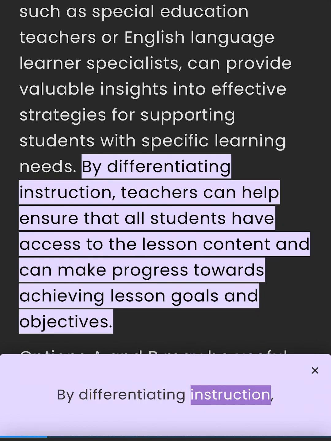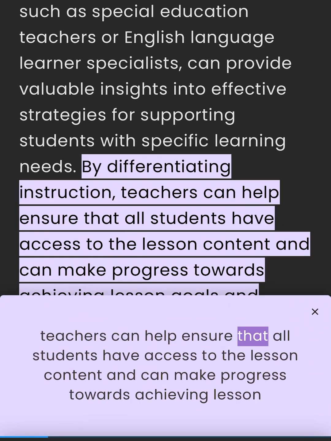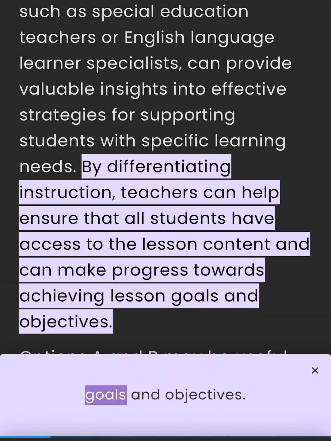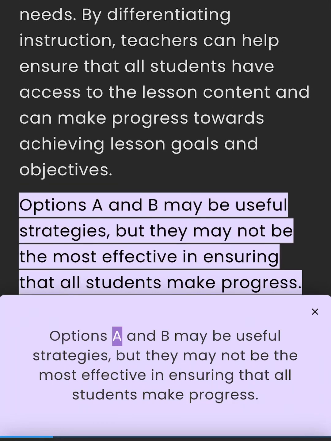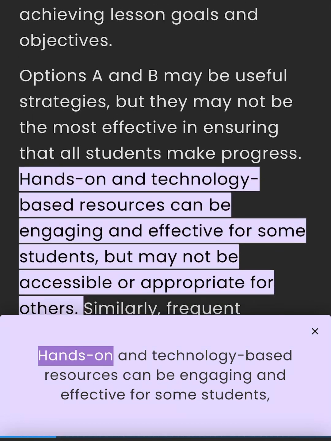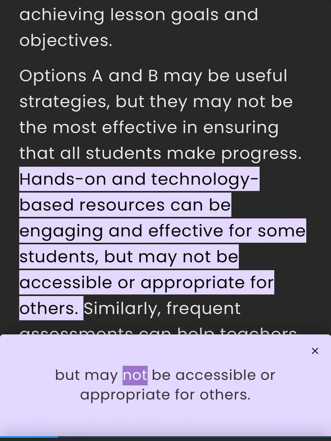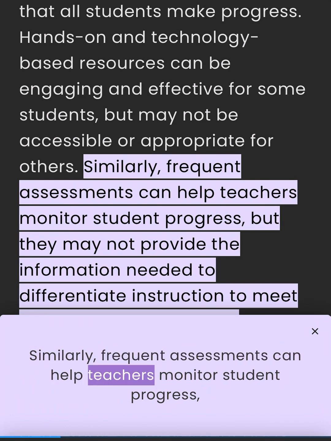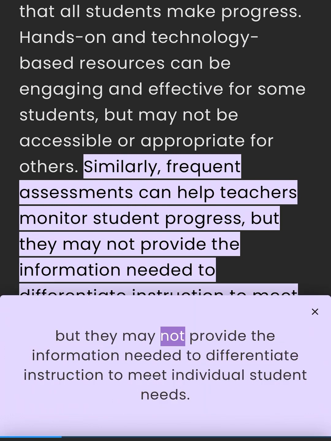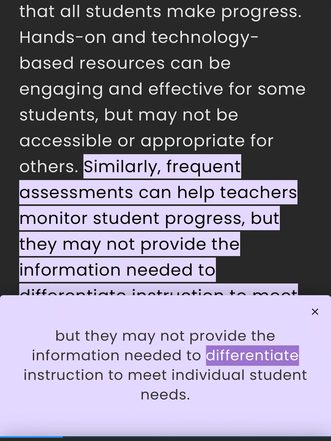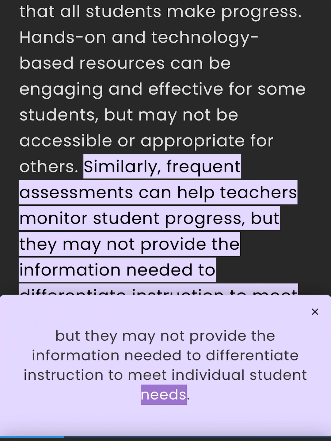By differentiating instruction, teachers can help ensure that all students have access to the lesson content and can make progress towards achieving lesson goals and objectives. Options A and B may be useful strategies, but they may not be the most effective in ensuring that all students make progress. Hands-on and technology-based resources can be engaging and effective for some students, but may not be accessible or appropriate for others. Similarly, frequent assessments can help teachers monitor student progress, but they may not provide the information needed to differentiate instruction to meet individual student needs.